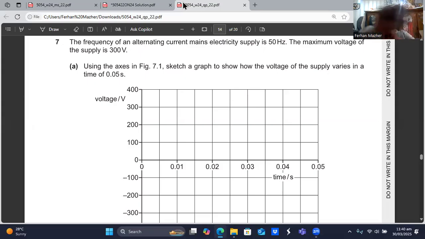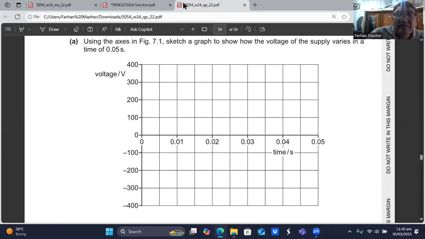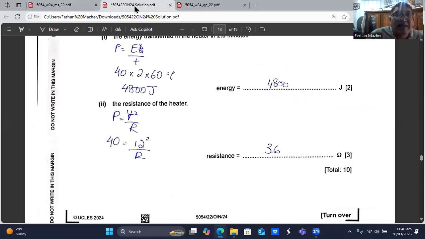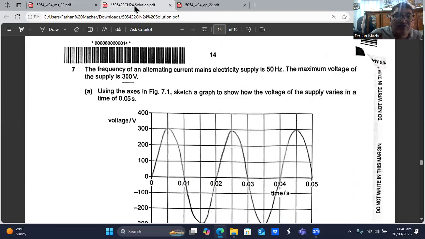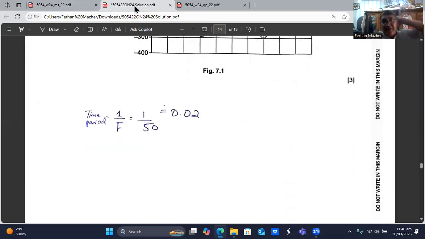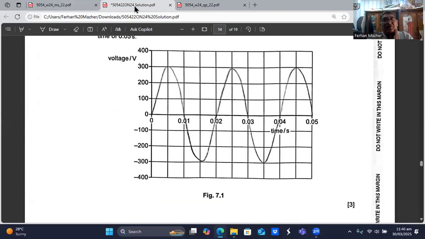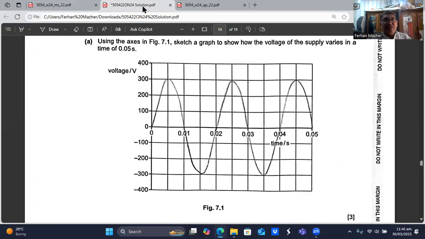From there, I can find out the time period. You know, the time period is equal to 1 by F. The frequency is 50 hertz. So the time period will be equal to 1 divided by 50, and that will be 0.02 seconds. So in 0.02 seconds, one wave will be completed. In the next 0.02 seconds, the second wave will be completed. So at 0.01, half a wave will be done.